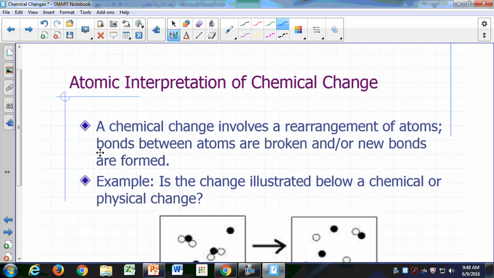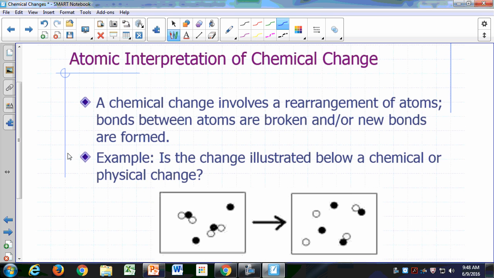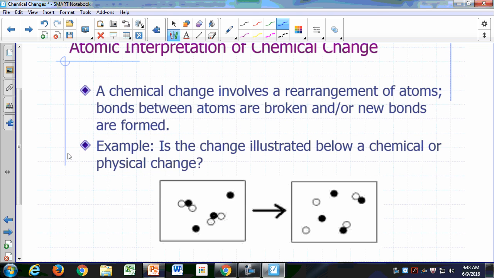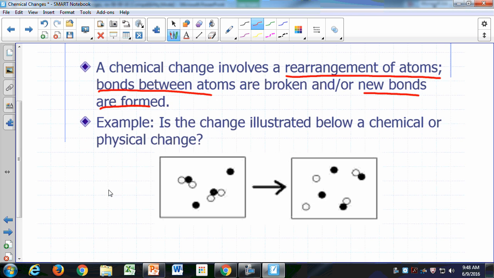At the atomic level, a chemical change is quite easy to interpret. Basically, during a chemical change, you have a rearrangement of atoms. So bonds between atoms are broken, and/or new bonds are formed, or both. Typically, both of these things happen during a chemical change. So let's look at a pictorial representation of what could happen to atoms during a change.